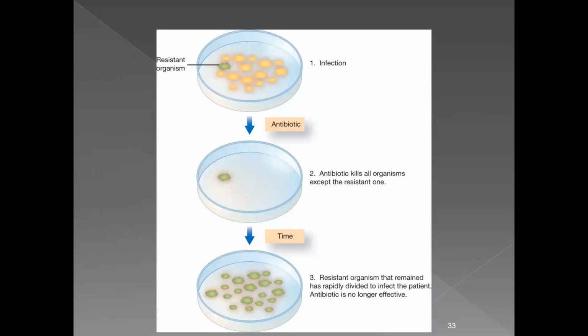Here's a good visual of the resistant organism that you can see on that first little dish. It shows the resistant organism with the infection. And so then you give the antibiotic and everything's killed off except for that mutation, because remember, it's a little bit different. And then over time, or a short period of time, it continues to multiply. So then we get a resistant organism that's left to continue dividing.